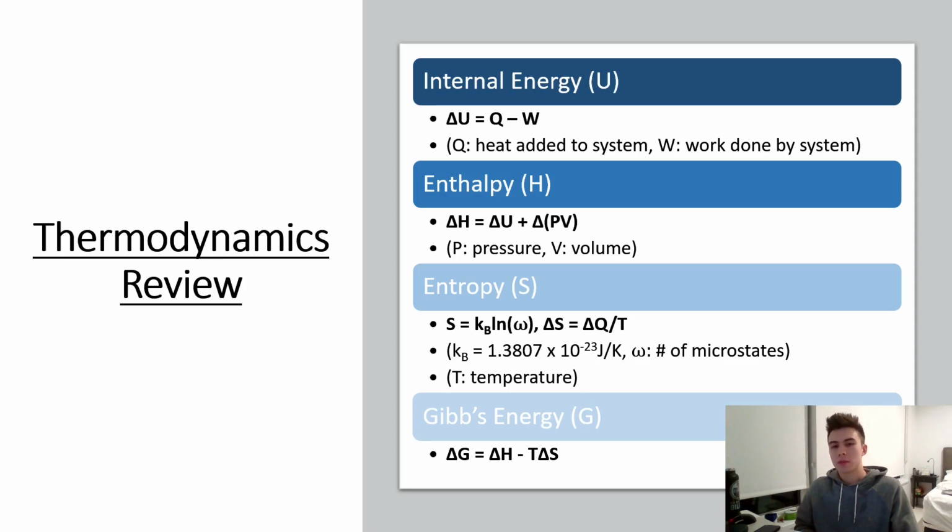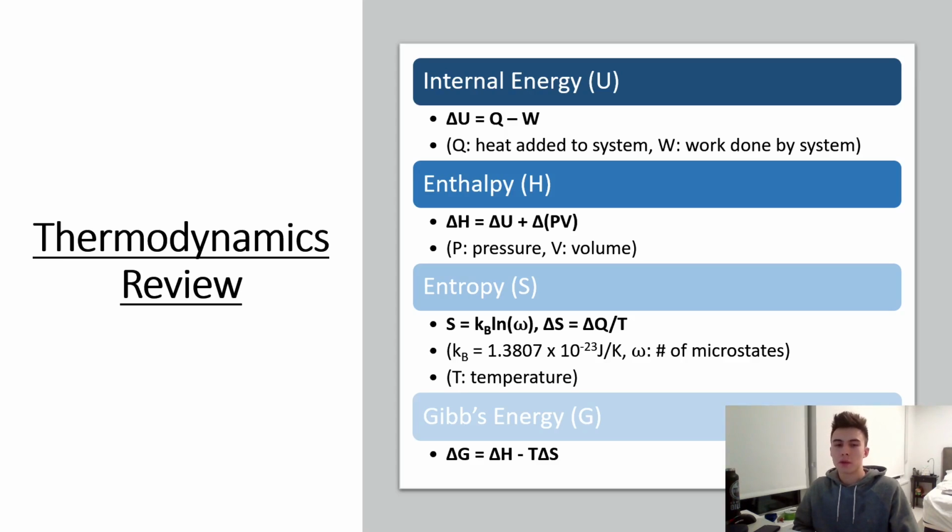And then entropy, S, is equal to Kb times ln of omega. Kb is Boltzmann's constant, which is equal to the gas constant divided by Avogadro's number. And omega is the number of microstates, at the spatial and energy levels. So microstates are possible arrangements of a molecule, which tend to increase with temperature.